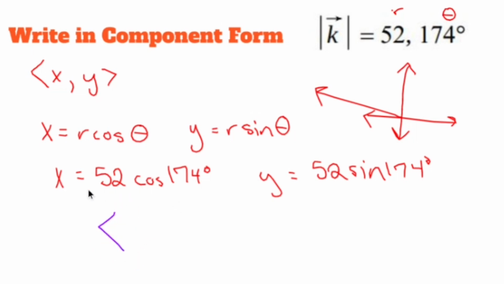When you type this all into a calculator, the x value that you get is negative 51.7151, and the y value that you get is 5.435. Again, these numbers kind of make sense. This line is 52, and it's pretty low. It's pretty close to the x-axis. So it's going to go 51-ish to the left and only about 5 up, and that's how I get to the end of that vector. But there you have it.